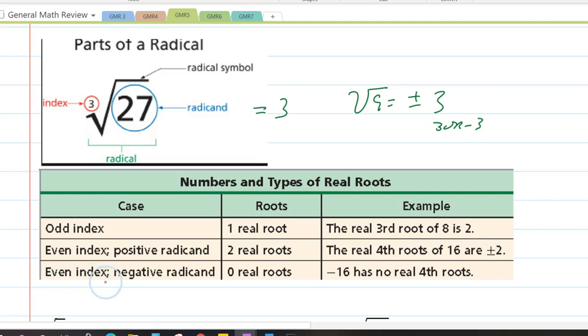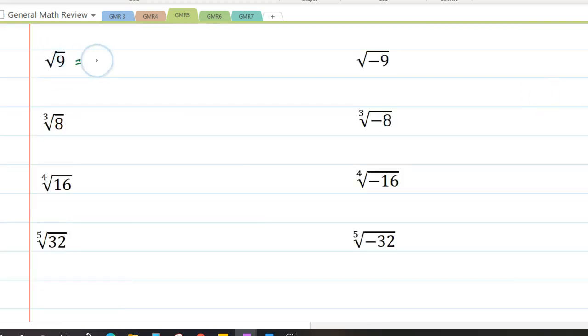Then if it's an even index, a square root, and a negative inside, that means we have no real roots. So if I try to take the square root of negative 16, I can't. There's no real solution. The square root of 9 is plus or minus 3. The square root of negative 9 is no solution.